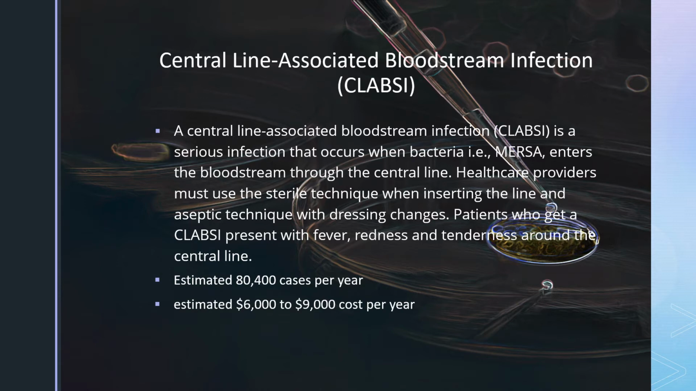Patients who get a CLABSI present with fever, redness, and tenderness around the central line. There is an estimated 80,400 cases per year for CLABSI and an estimated $6,000 to $9,000 cost per year.